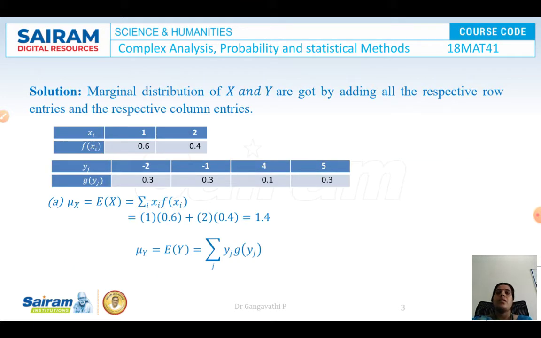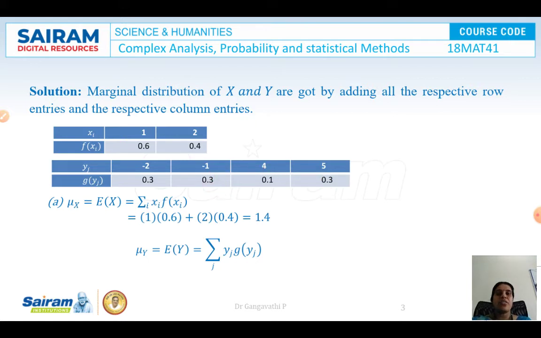Here, the marginal distributions of x and y we usually obtain by adding the rows and columns respectively. From the given table, the marginal values for x are 1 and 2, and if I add the first row, the sum is 0.6, and the second row gives the value 0.4. This is our marginal distribution of x. Now the column-wise addition: the first column gives the value 0.3, the second column gives 0.3, the third column gives 0.1, and the last column also gives 0.3, and this is the marginal distribution of y.